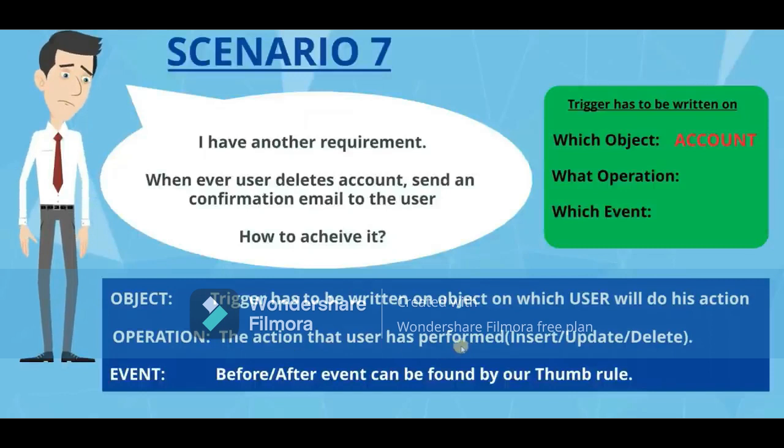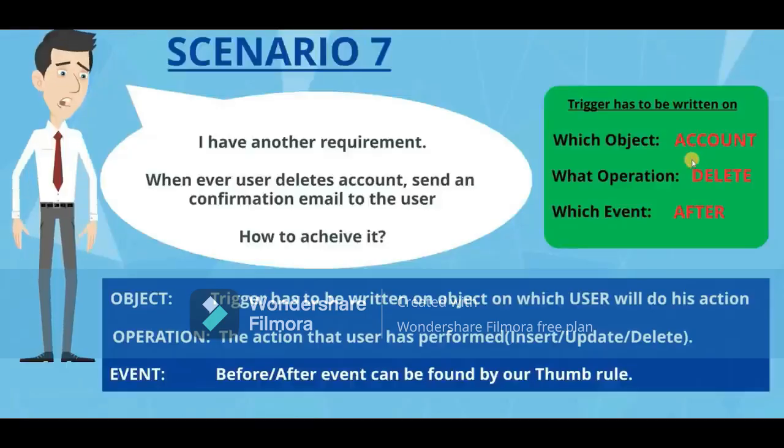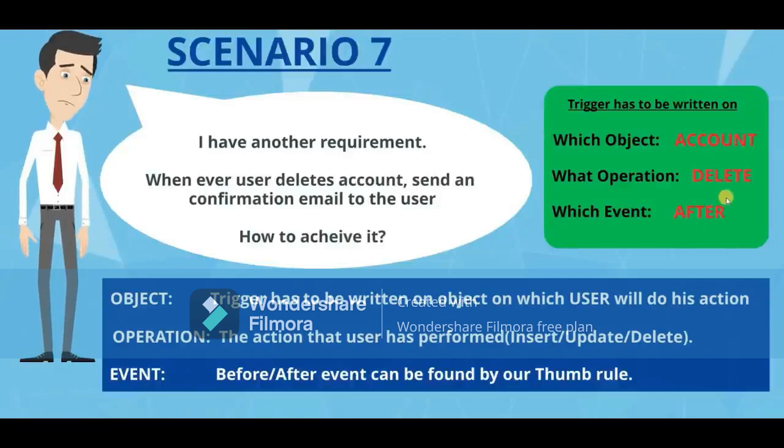Operation is the action that the user has performed. Here, the user deletes an account, so the operation is obviously delete, and before or after event can be found by our thumb rule. As per the thumb rule, if we need to update or pre-populate any field on the same record, or to throw an error validating the record, then go with before event. Else, we need to use after event. In our scenario, neither of these conditions matches, so we need to go for after event. Hence, the conclusion is we need to use the account object for the trigger on the after delete event.